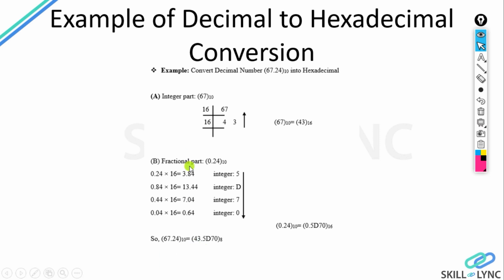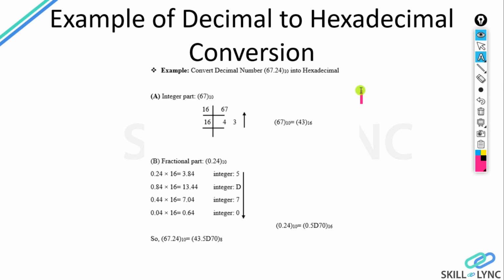Now the fractional part, rules remain the same. 0.24 multiplied by 16 is 3.84. Okay, then take 3. Again 0.84 into 16 is 13.44. 13 is written as D. Then it is 0.44 into 16, which will be 7.04. The integer part will be 7. Then 0.04 multiplied by 16, you will get 0.64, and you will note down the number as 0. Okay, so the answer will be 43 point, then take the top to bottom approach. Similarly, you can find out for the other values also.